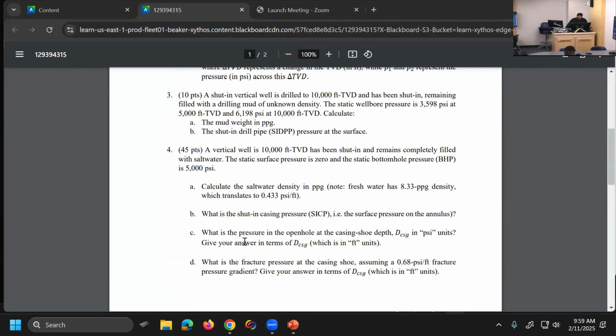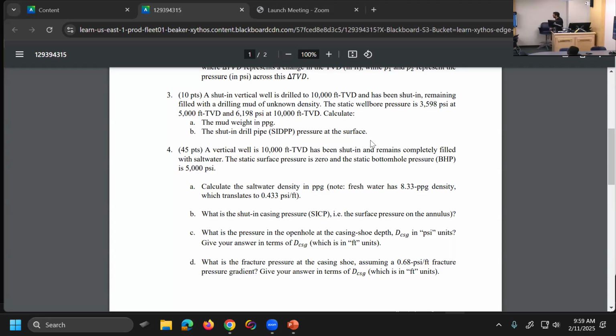Question number 4. A vertical well is 10,000 feet TVD, has been shut in and remains completely filled with salt water. The static surface pressure is 0, and the static bottom hole pressure is 5,000 psi. A, calculate the salt water density in ppg.